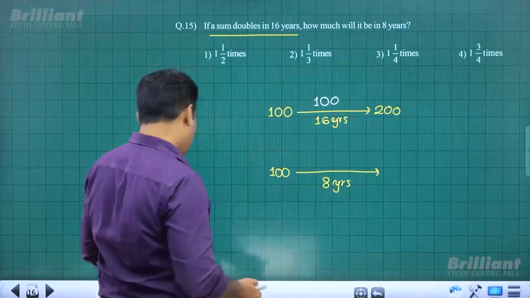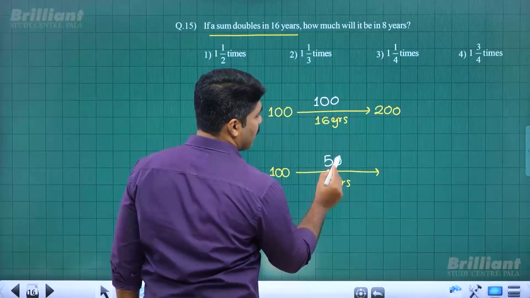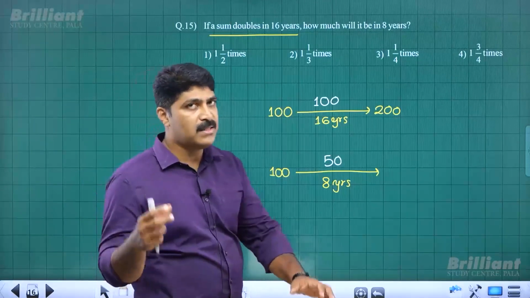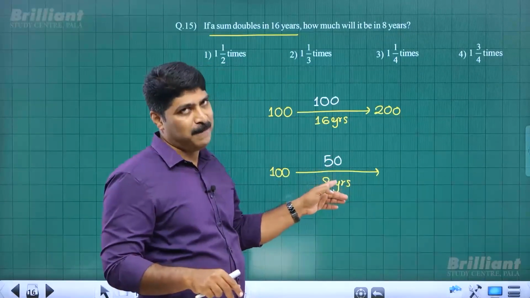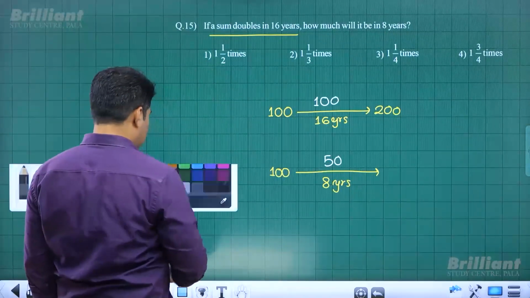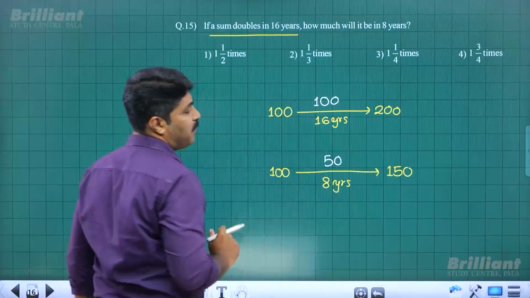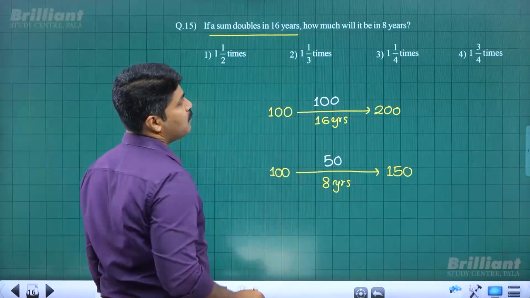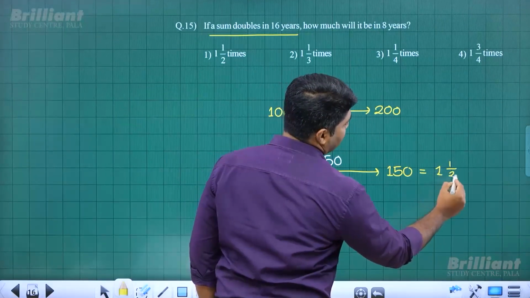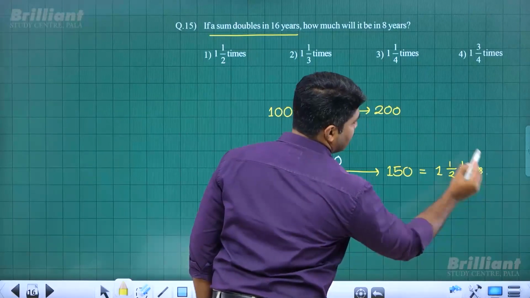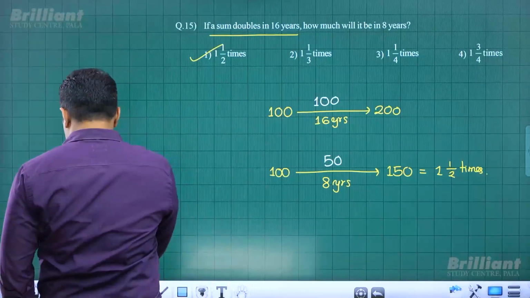In 16 years, the interest received is rupees 100. Therefore, in 8 years, what will be the interest received here? That is exactly half of this value. Got it? In 16 years, the total interest received is 100. Therefore, for exactly half the period, it is 50 rupees. Therefore, this 100 becomes rupees 150. Clear? If this 100 becomes rupees 150, how many times is this? That is exactly 1.5 times the principal. That's a simple logic.